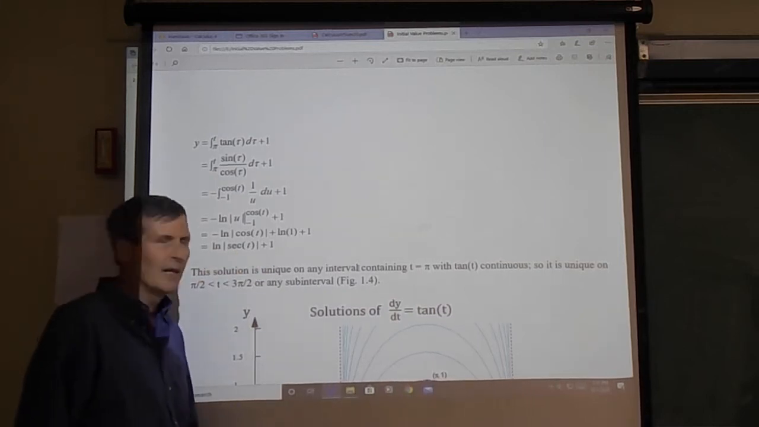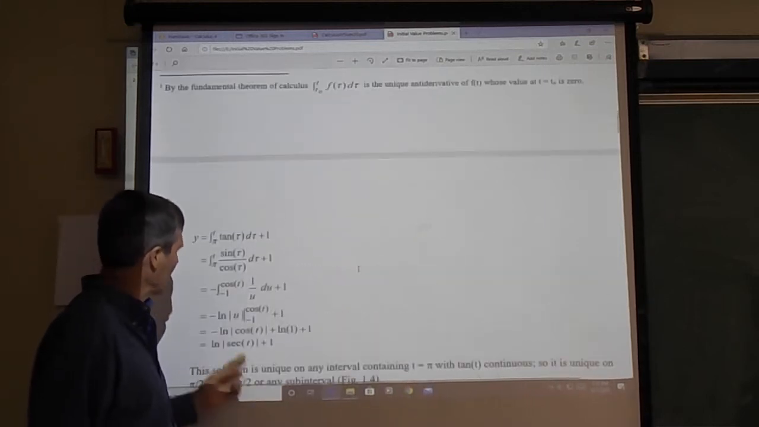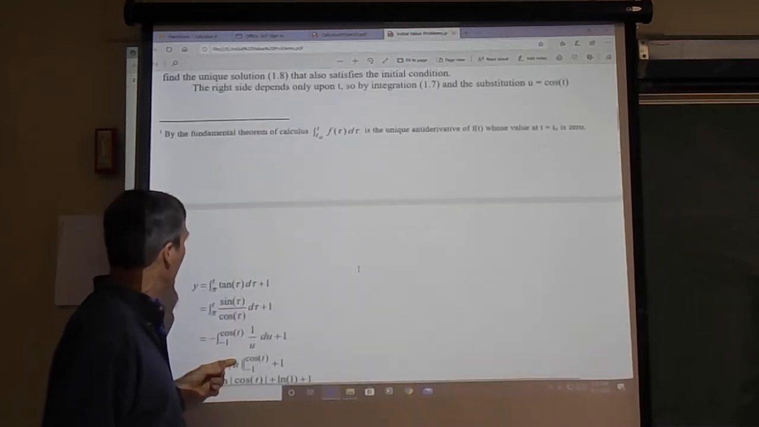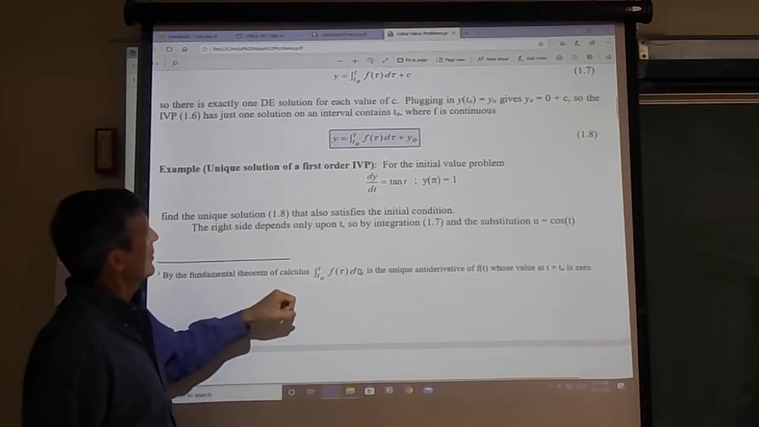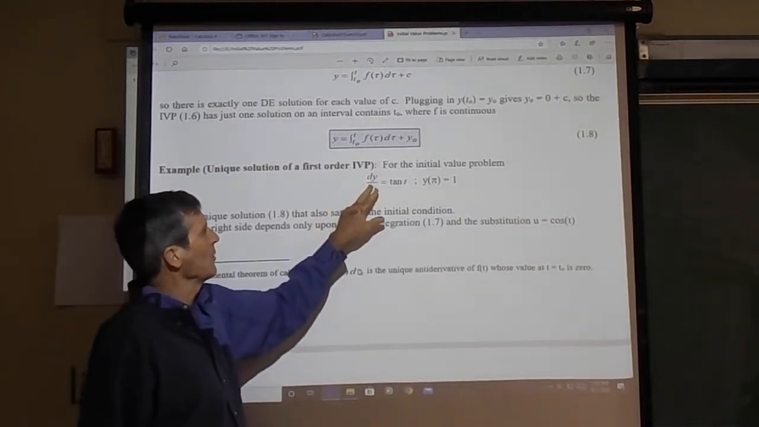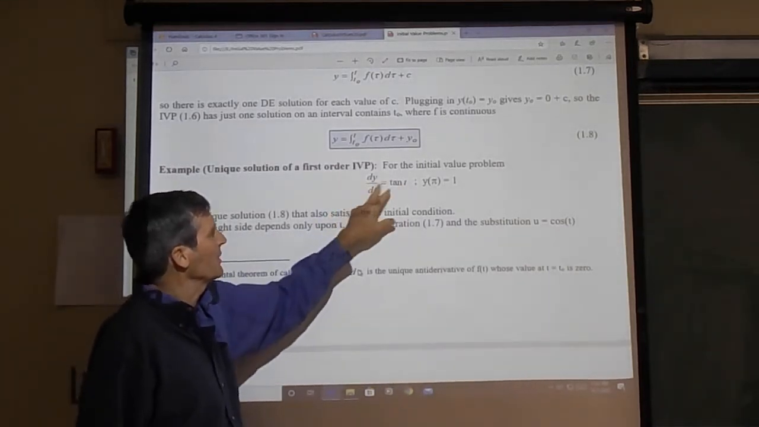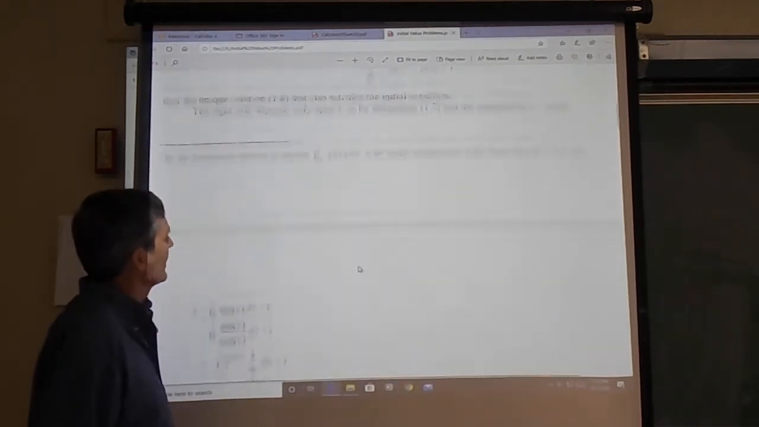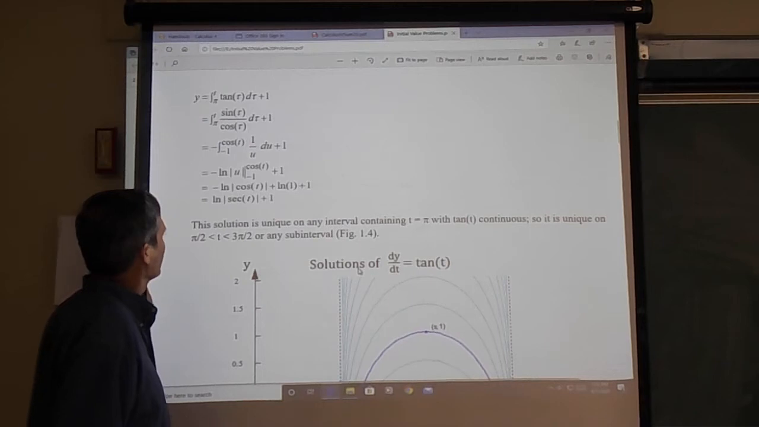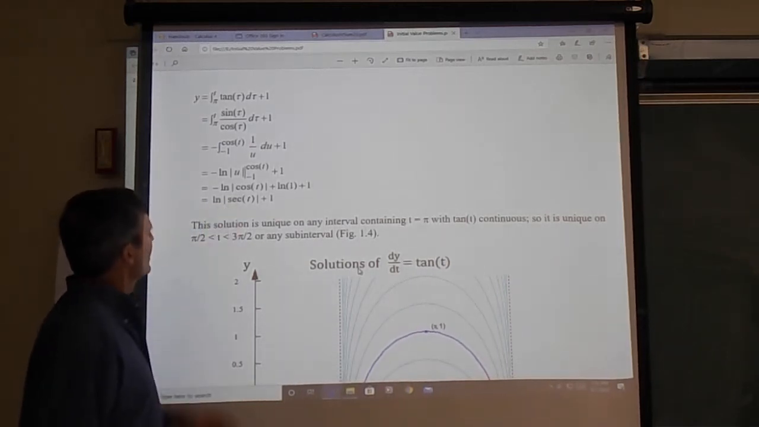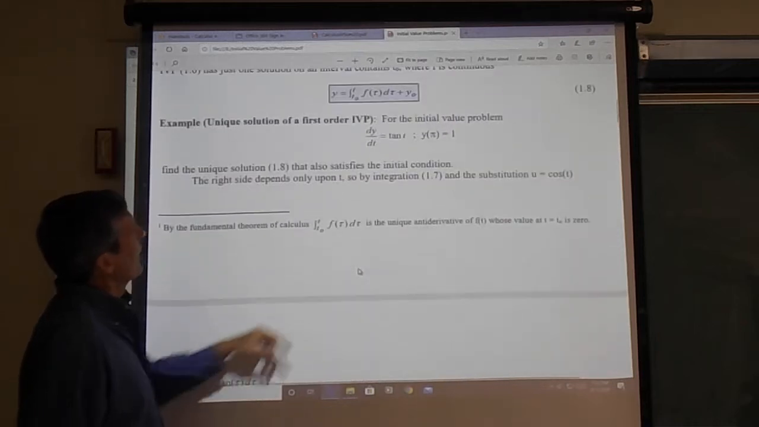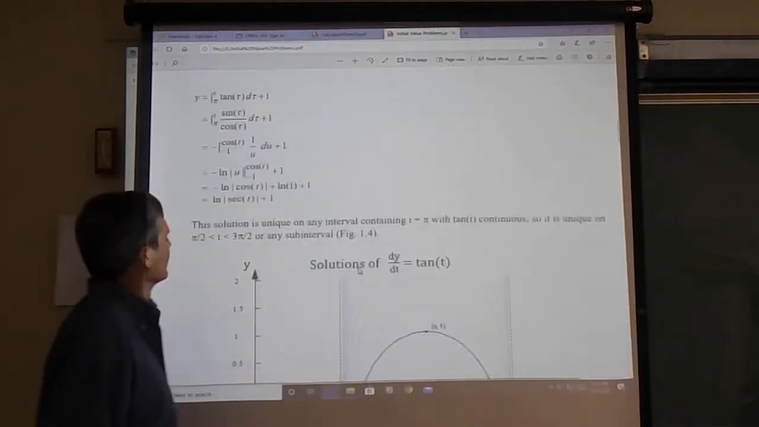How can you check it? Big advantage in this course is when you have a solution to the differential equation, you can check it by plugging in. That's what we mentioned last time. So you plug in natural log absolute value of secant t plus 1 into here for y, and you find that on the left you get tangent t matching the right. You can plug it in and check it. You can do that in your calculator sometimes too, depending on your calculator. So this is the unique solution to the differential equation that also has y of pi equal 1.